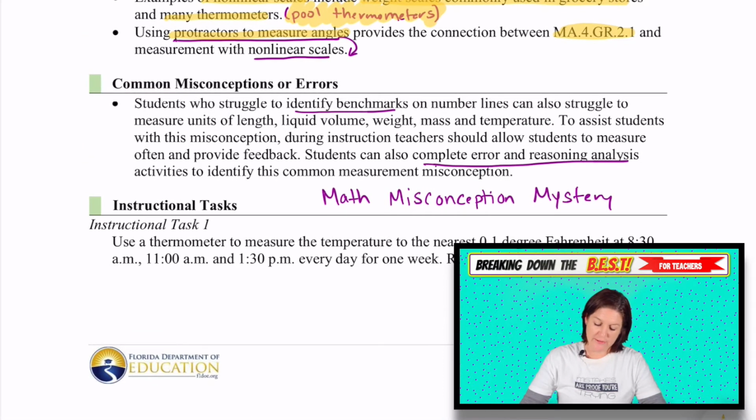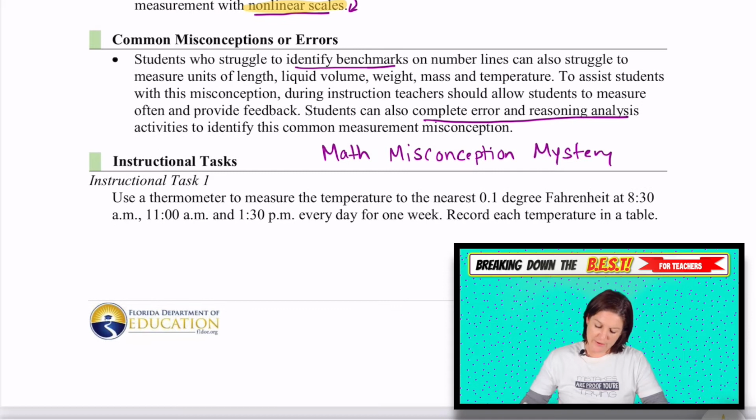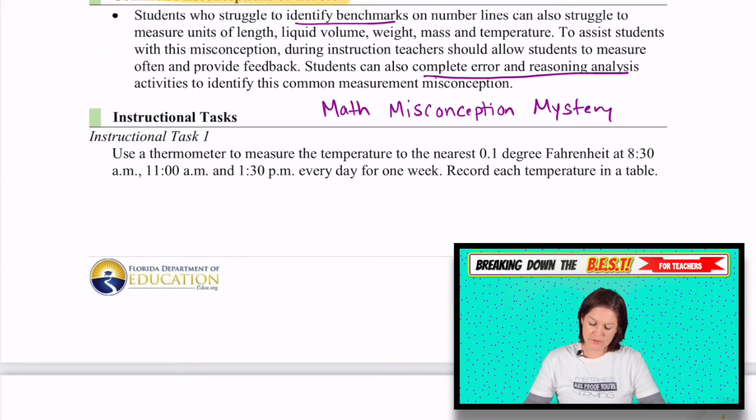Again, that's a non-linear scale. It's not perfectly straight across. There is a curve to using a protractor. Okay, what common misconceptions or errors might students have?